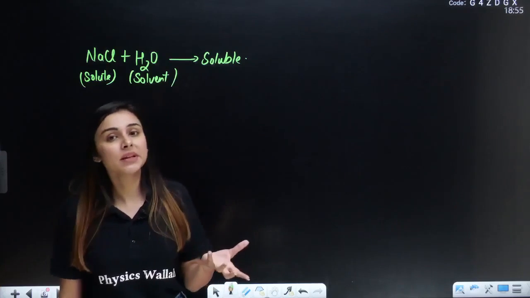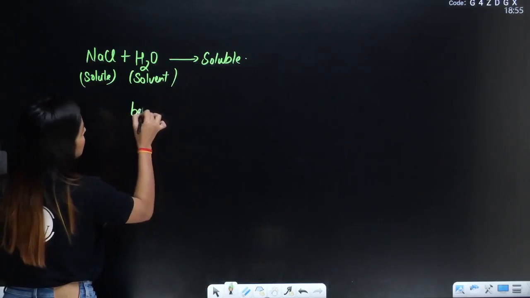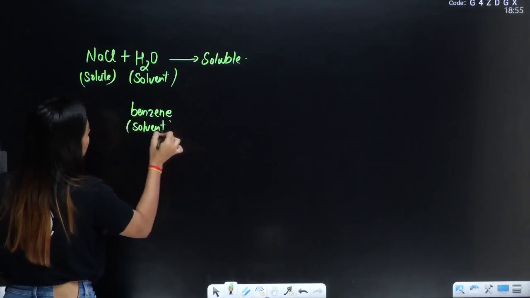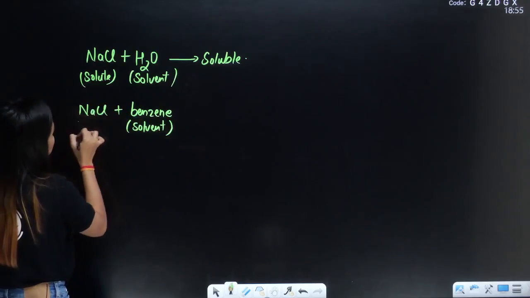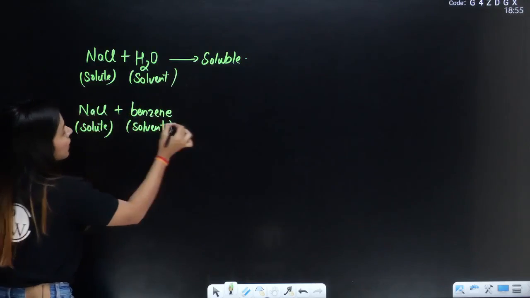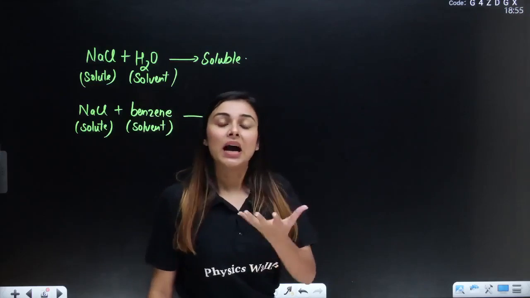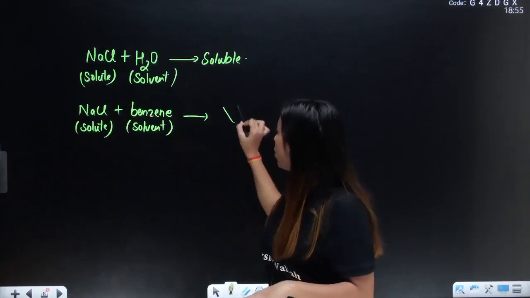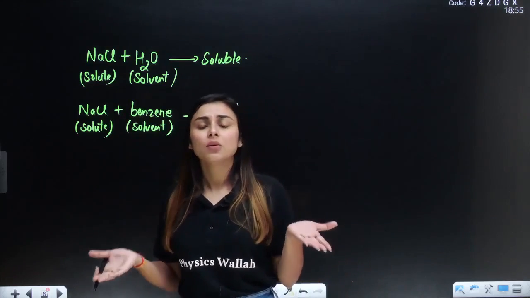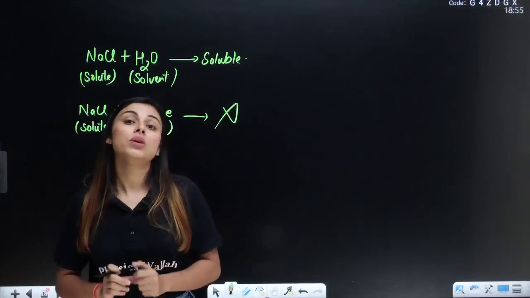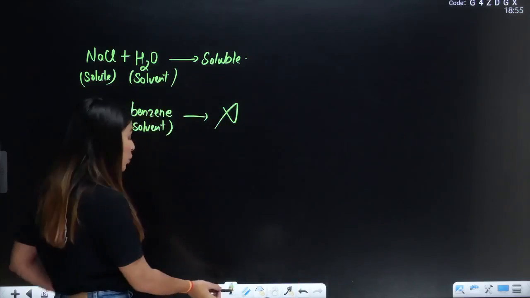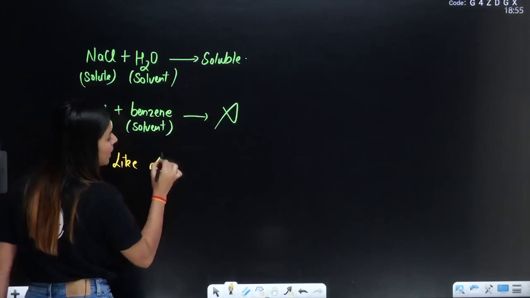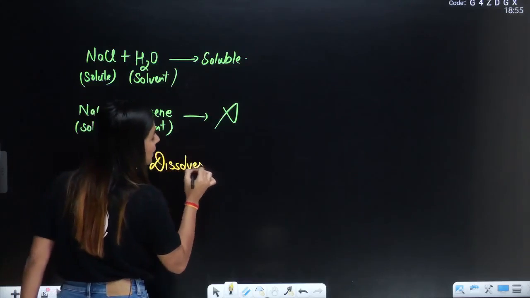Let's take solvent as benzene. So you have benzene as your solvent and you have NaCl as your solute. Now my question to you is, are they soluble? No, my dear students, they will not be soluble. Why does this happen? We are going to understand this, because we know a concept which is like dissolves like.